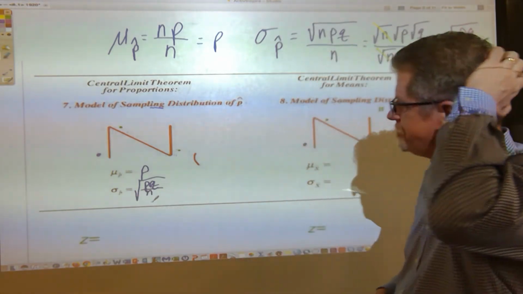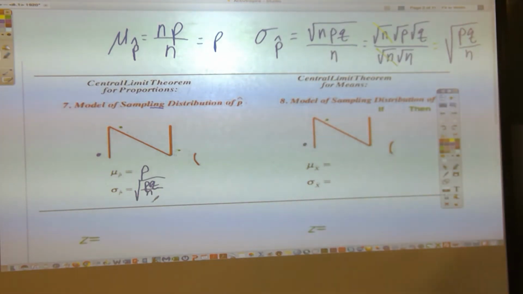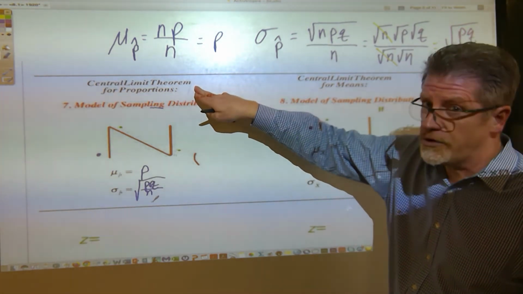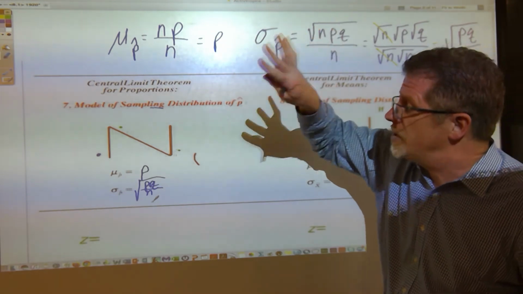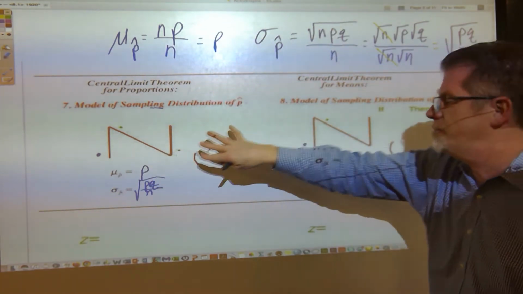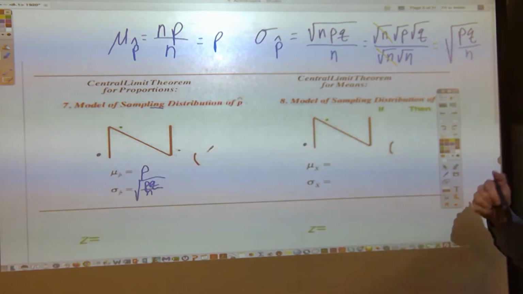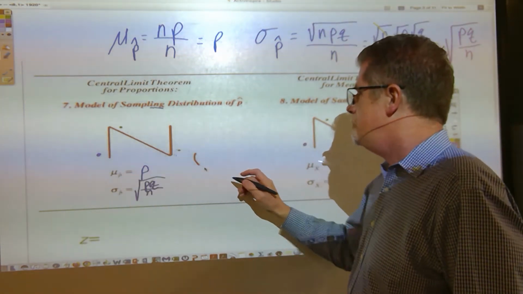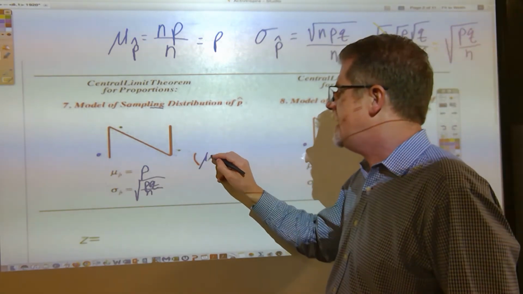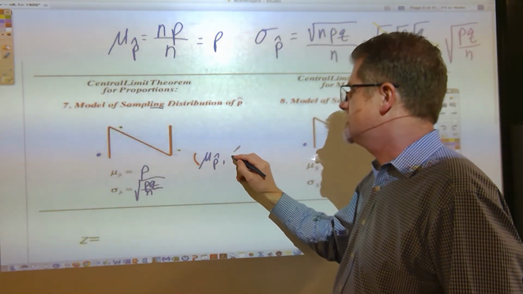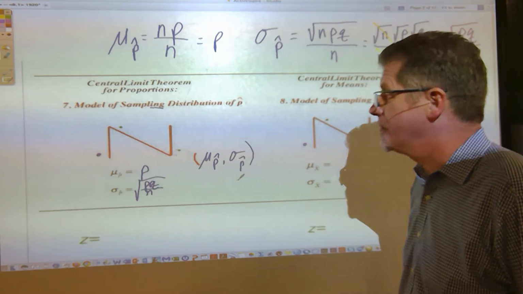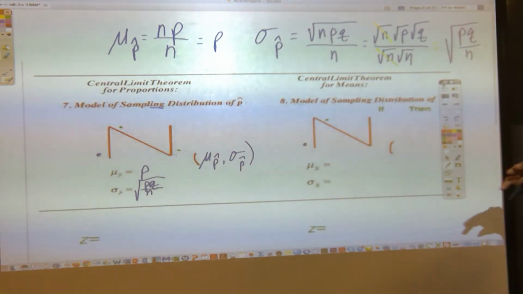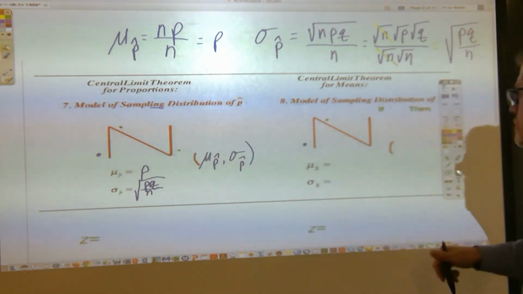Is that the fundamental theorem of statistics right there? No, but the fundamental theorem of statistics, also called the central limit theorem, addresses these two word pictures. In fact, let's get these symbols up here. This is mu sub p hat, comma, sigma sub p hat. Now, let's fill in these other blue and one blue, two greens.